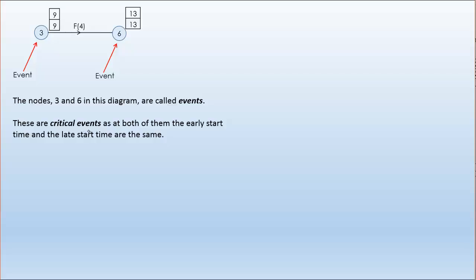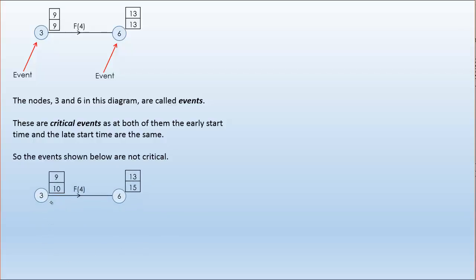These are critical events, as at both of them the early start time and the late start time are the same. So we have 9, 9 and 13, 13. So the events shown below are not critical. So if I have 9, 10 and 13, 15, those are going to be not critical because the early event and late event times are different.